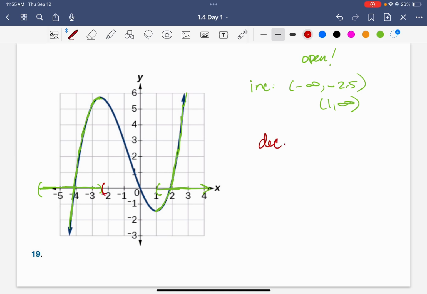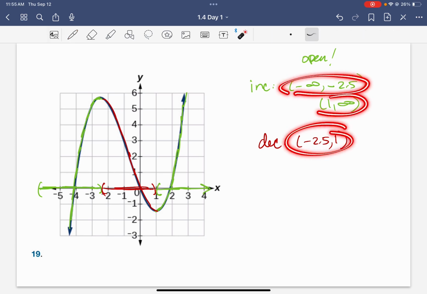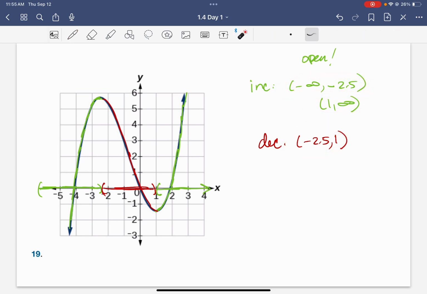Then for decreasing, it looks like the graph is decreasing here down to here, the only interval, excuse me. So that's going to be from negative 2.5 to 1. Notice how when we look at these, we should end up getting the entire number line because the graph on this one is either all increasing or all decreasing.